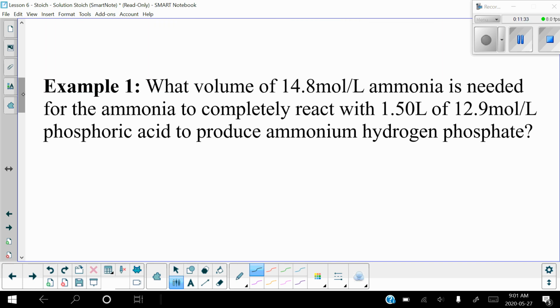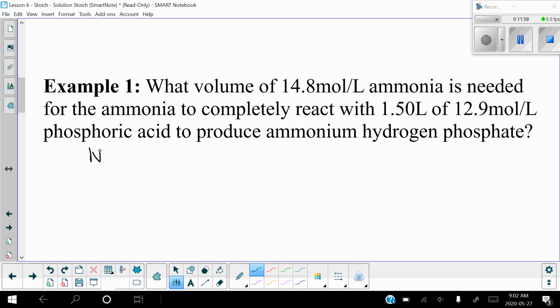Okay, example 1. What volume of 14.8 mole per liter ammonia is needed for the ammonia to completely react with 1.50 liters of 12.9 mole per liter phosphoric acid to produce ammonium hydrogen phosphate? Okay, first thing we're going to do is write a balanced equation.